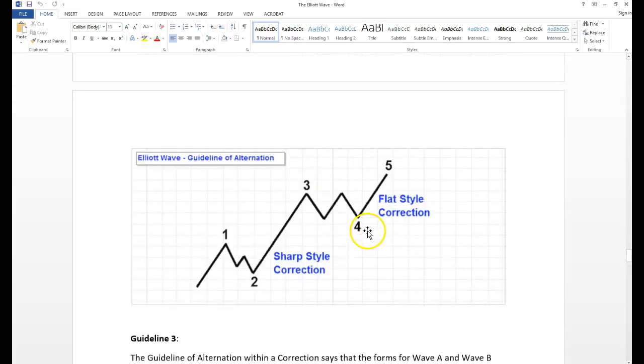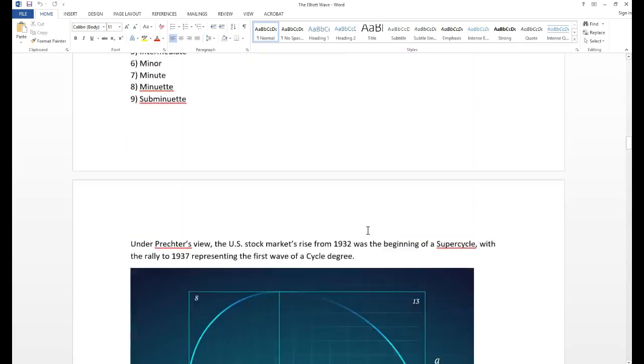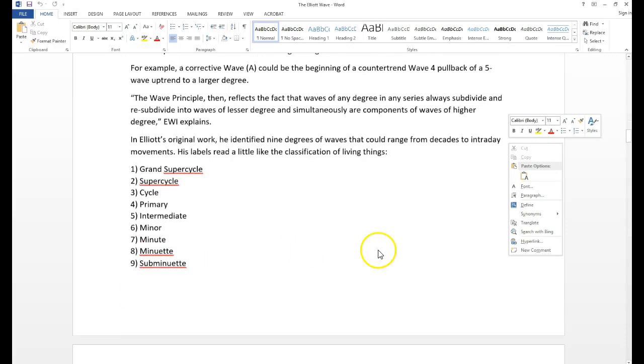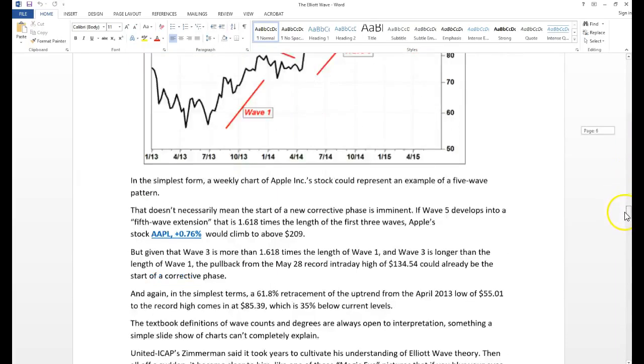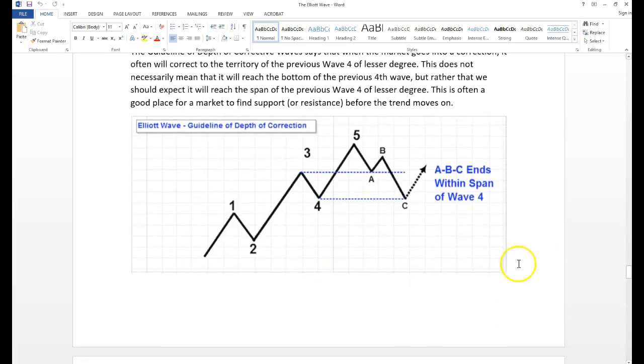Alright, so even in, let me see if I can find it, your ABC correction, you can have this one right here be a nice narrow steep retrace up, and let's say on your fifth one you can have a flat one, right, before it pops up again. That's basically what they're saying on the guideline of alternation, that it can happen in corrective waves as well, right?